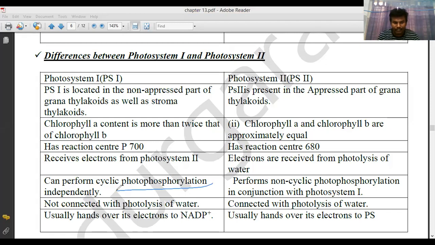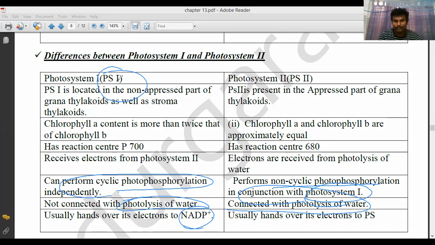Photosystem 1 can perform cyclic photophosphorylation independently, without any other support. Photosystem 2 performs non-cyclic photophosphorylation in conjunction with photosystem 1. Photosystem 1 is not connected with the photolysis of water, while photosystem 2 is connected with the photolysis of water.